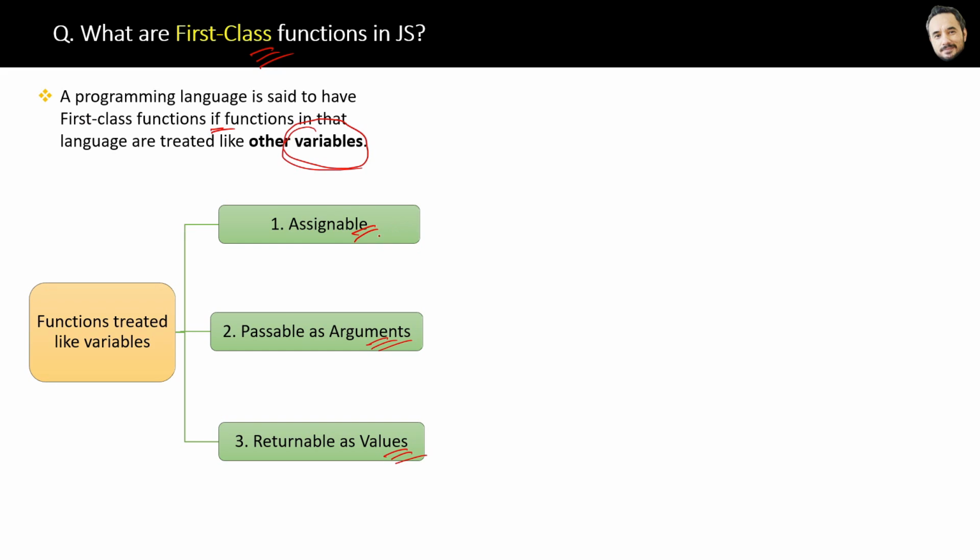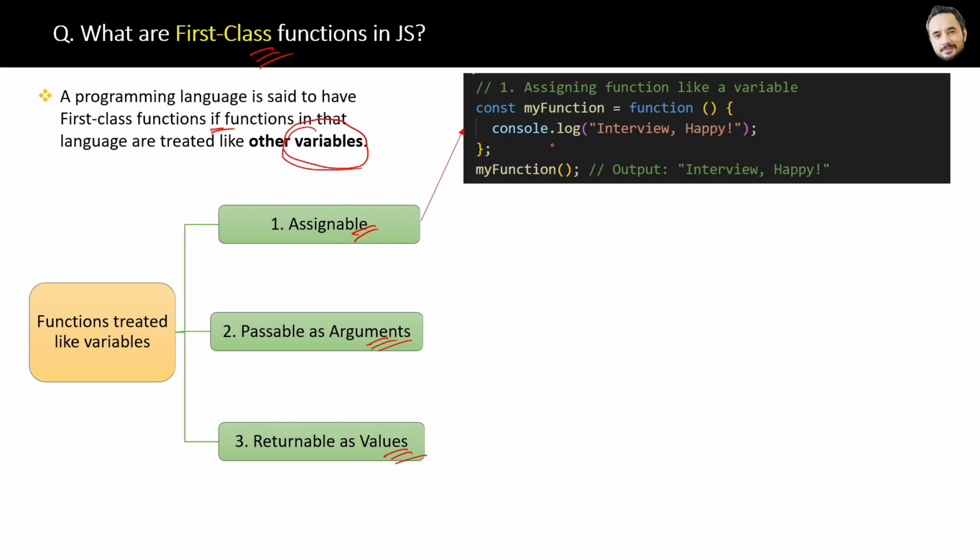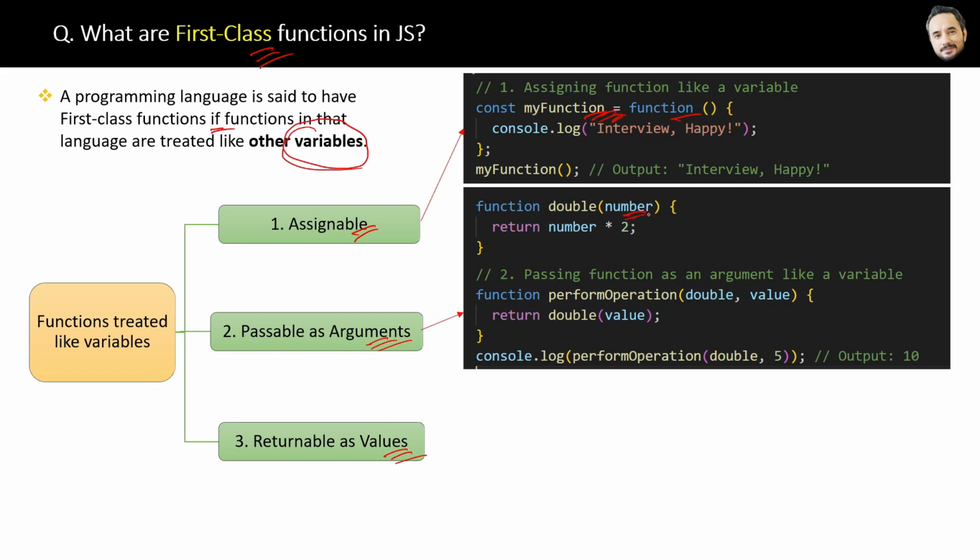And here you can see the code. We are assigning a function to a variable. Same we can do with variables, right? The second example is that we can pass variables as arguments in other functions. Similarly, in this code, we have a function called double, which we are passing to another function as an argument like a variable. So this is a callback function, right?